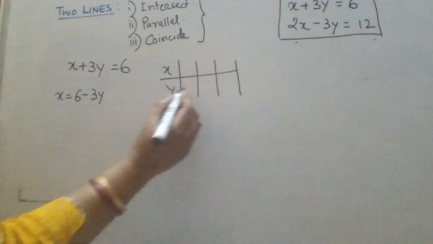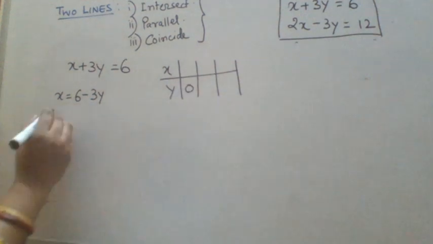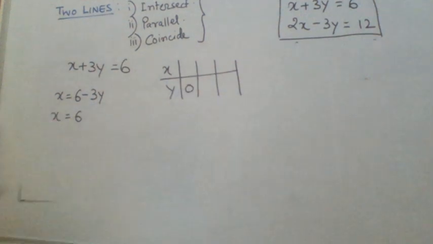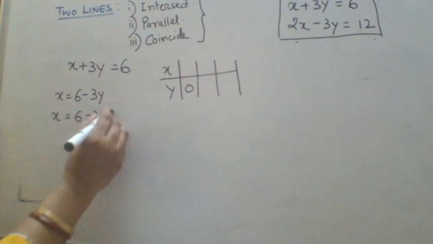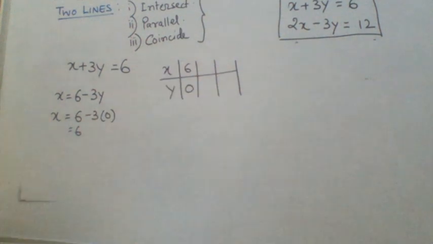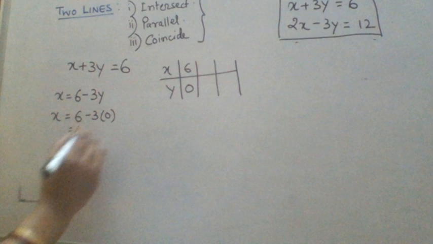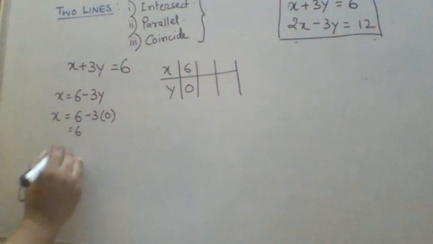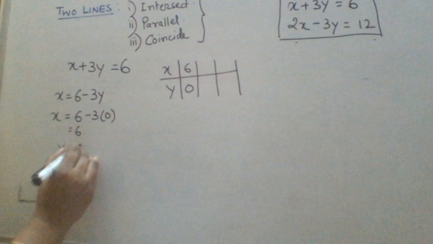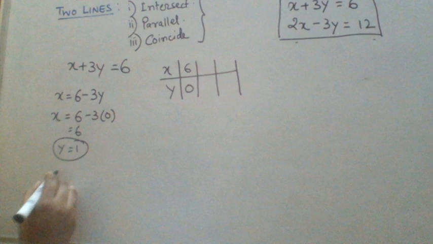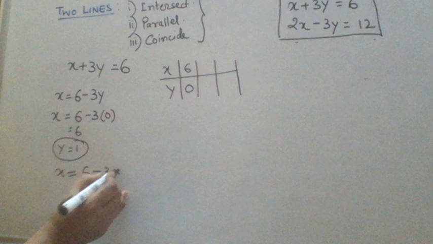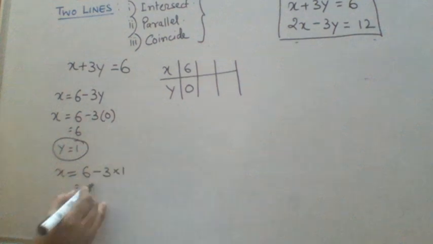So if you put y equal to 0, then you get x is equal to 6, because minus 3 into 0 will be 6. So you put the value x equal to 6, y equal to 0. Then you take another point. Say you take y equal to 1. If you take y equal to 1, then what is the value of x? Then x is equal to 6 minus 3 into 1, that is 6 minus 3 equal to 3.